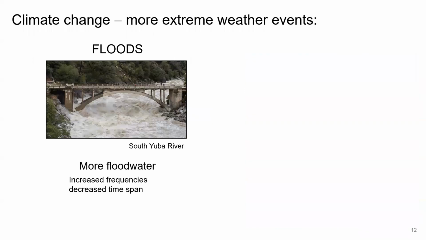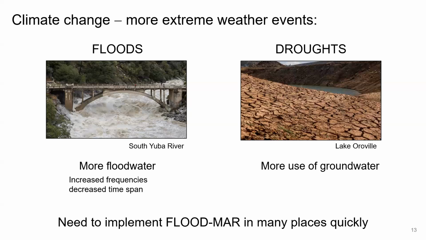And the reason why flood-MAR is so relevant these days is that it's associated with climate change. With climate change, the weather in general is getting more extreme. So we're getting more extreme water events like floods, right? This is an example image of the South Yuba River. We're getting more extreme flooding events, with more intense precipitation happening in a very short time span with increased frequencies. And on the other hand, we're also getting more droughts.